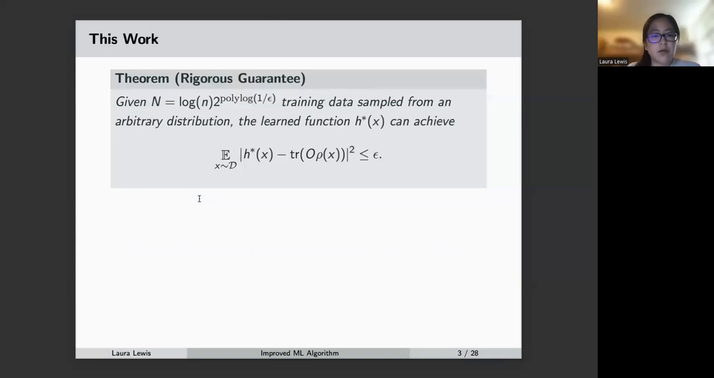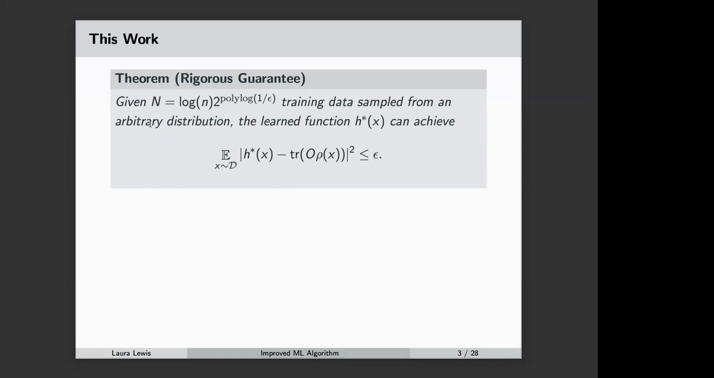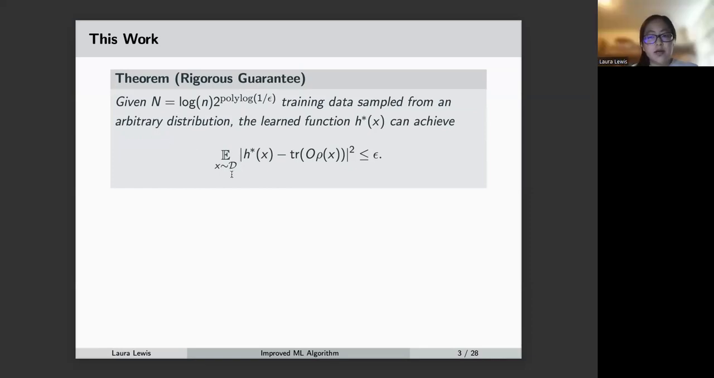And in this work, we show the following theorem. So given only logarithmic in n times 2 to the polylog 1 over epsilon amount of training data, then we can achieve the same average prediction error of less than epsilon. And moreover, there is an additional improvement over the previous work. So the training data can be sampled from any arbitrary distribution. So here I denote that arbitrary distribution as D. As opposed to in the previous work, if you may have noticed, the training data can only be sampled from a uniform distribution. So this is another improvement over the previous algorithm.